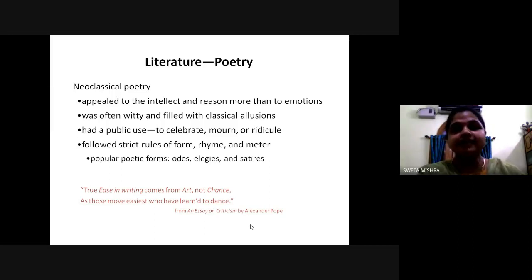And the next important thing, it followed strict rules of form, rhyme, and meter. There were some very popular poetic forms that you find during this age. And what were they? They were odes, elegies, and satires. These were the three important poetic forms that you find during this age. Next slide, sir.